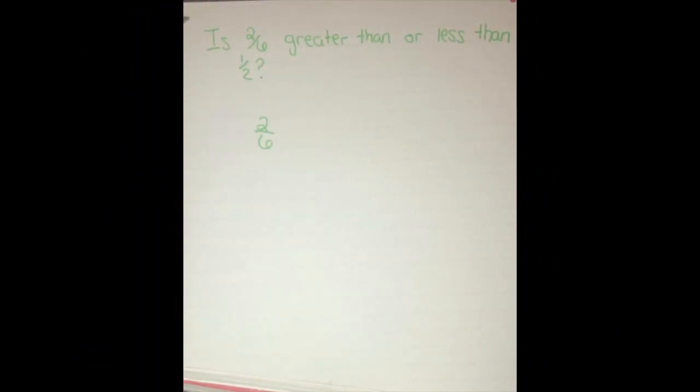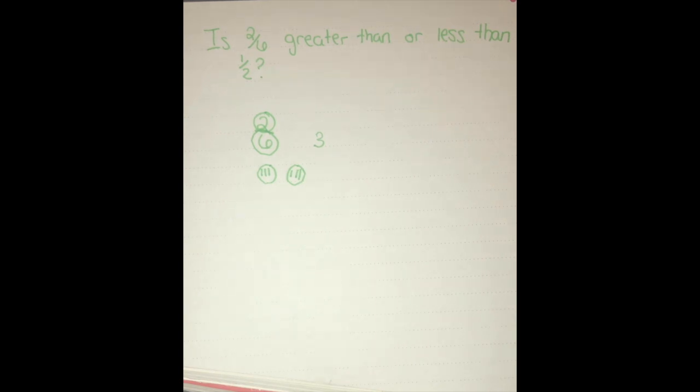Let's try another one. So I'm trying to decide if 2/6 is greater than or less than 1/2. So I'm going to go through my steps again. I'm going to identify the denominator, and then I'm going to find half of the denominator. Well, half of 6 is 3. Again, if you're not sure, we're going to put it into 2 equal groups and then split the 6 into 2 equal groups. So I'm going to go 1, 2, 3, 4, 5, 6. And that is 3.